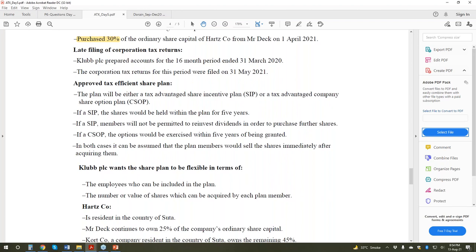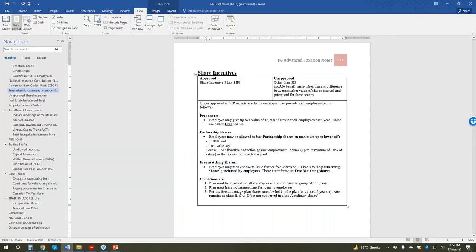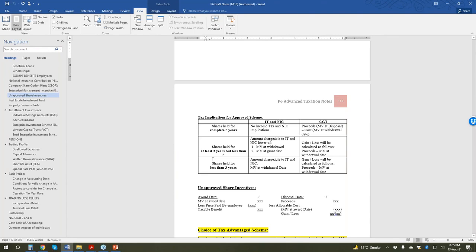As far as the tax implications are concerned, we are done with the CSOP implications. Let me take you to SIP's implications. Do remember that if the shares are completely held for 5 years under SIP, there will be no income tax implications, and the CGT will be market value on disposal date less the market value at withdrawal date. But as the employees are selling the shares immediately after withdrawing, in this case, there will be no CGT.